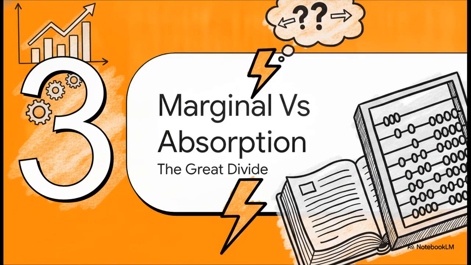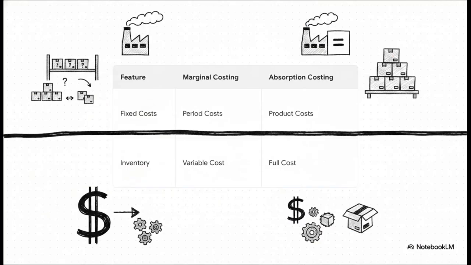Up next, Section 3, marginal versus absorption costing. The key here is understanding how this fresh way of looking at the income statement differs from traditional accounting. Here's where we see a massive divide. Traditional absorption costing takes those fixed overheads and bakes them directly into the cost of the product, which means they end up in your inventory valuation.